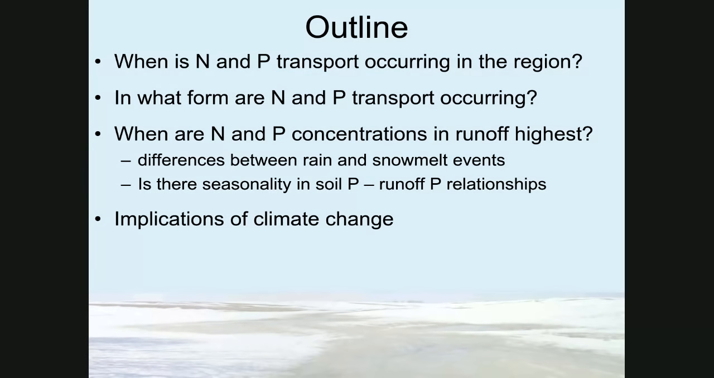So to do this, I've structured this talk around topics that are noted here in the outline. The general question of when nitrogen and phosphorus transport are occurring in the region, in what form nitrogen and phosphorus transport are occurring, at least at this scale, and when those concentrations are highest, and thinking about differences between rain and snowmelt events, and coming back to the soil phosphorus, runoff phosphorus relationships that we saw introduced in the first webinar, and thinking about whether there's some seasonality there. And then from this, thinking about maybe what some of the implications of a changing climate might be.